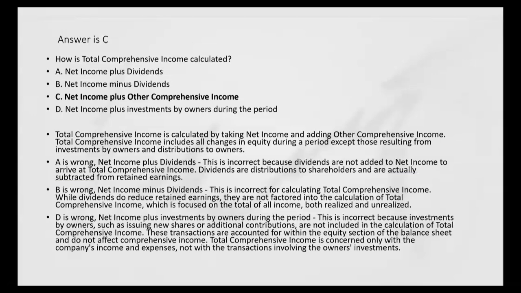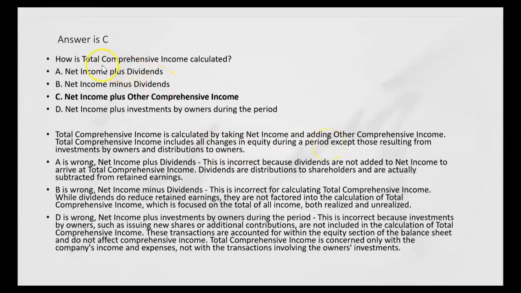Total comprehensive income includes all changes in equity during a period except those resulting from investments by owners and distributions to owners. And that's why A and B are wrong, because dividends are not part of total comprehensive income. Why? Because they involve transactions with owners. So remember that total comprehensive income includes all changes in equity during a period.